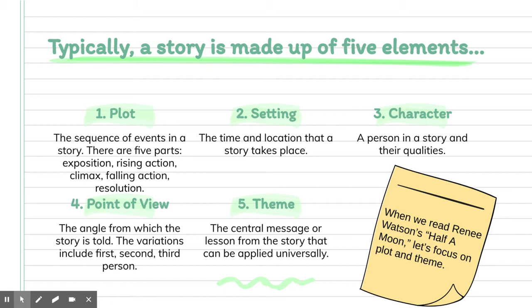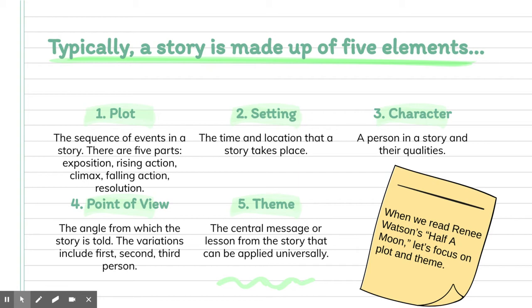Number 3 is character. Characters are really who we watch as we're reading through stories. They're the people that we relate to in the stories, whether we're watching a movie or a TV show. So it's the person in a story and their qualities. And their qualities can differ based on whatever story they're in. Like I said, we'll go more into that later on.